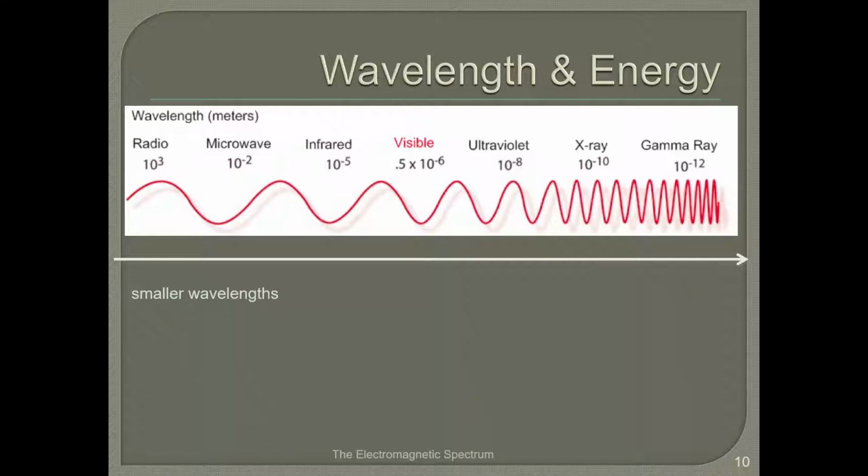So, smaller wavelengths as you go to the right, increasing frequency, and increasing energy. So as you go from radio to gamma, you're getting smaller wavelengths, your frequency is increasing, and the energy is increasing. And this is the order I memorize them. I always start with radio waves and move to gamma rays like this. It's the order of increasing energy or frequency.